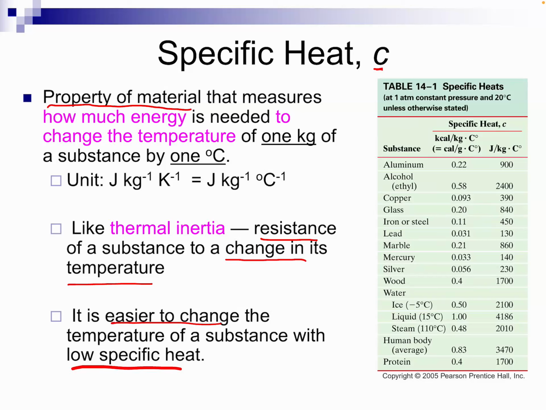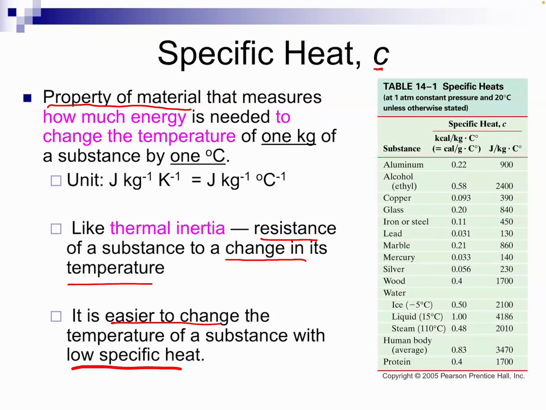Because the lower the specific heat, the less the resistance to the change in temperature of that object, and therefore the easier it is to change that object's temperature. And since it's a property of the material, you can look it up in some table. For example, this table shown in this slide.